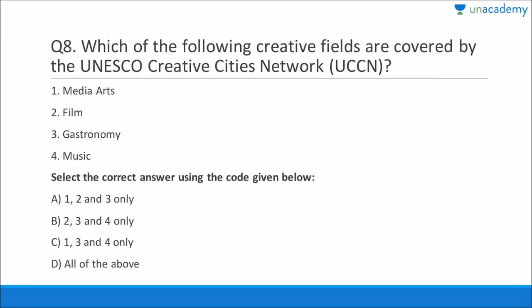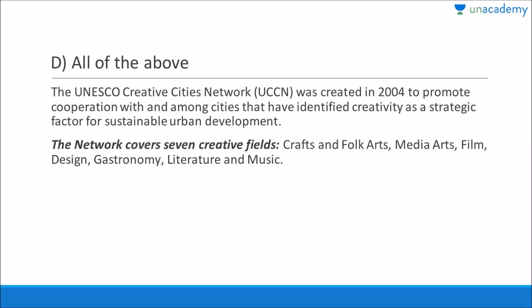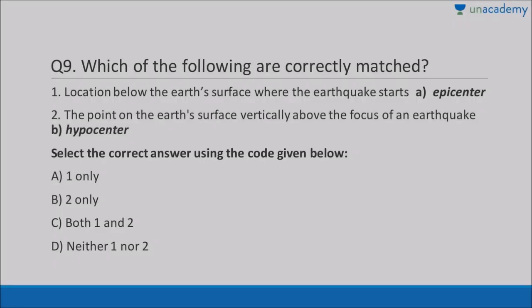Question number 8, which of the following creative fields are covered by the UNESCO Creative Cities Network? Media arts, films, gastronomy, music. The answer here is D, all of the above. There are 7 fields basically they are covering. So craft and folk arts, media arts, film, design, gastronomy, literature and music.